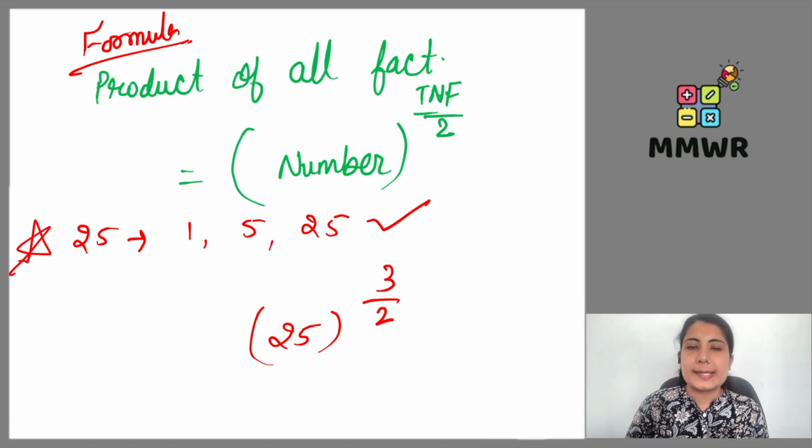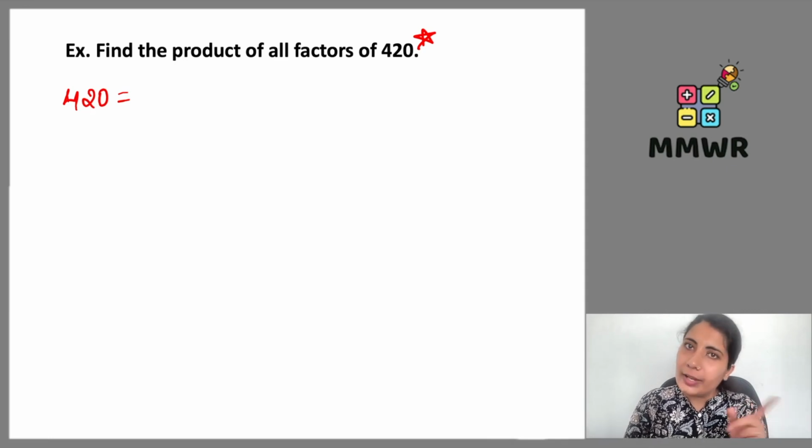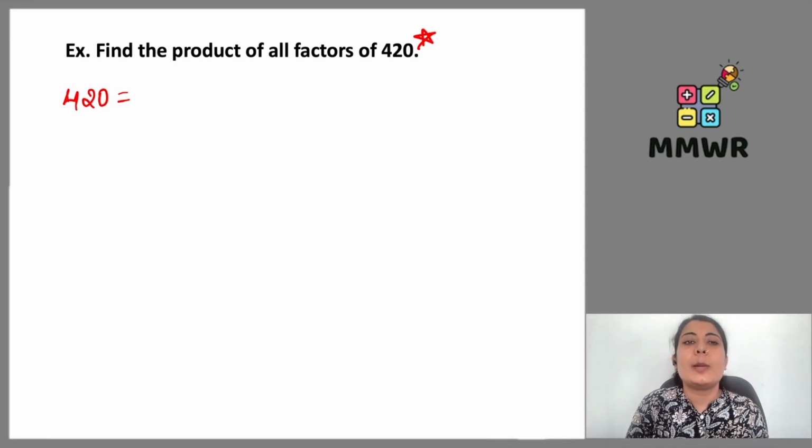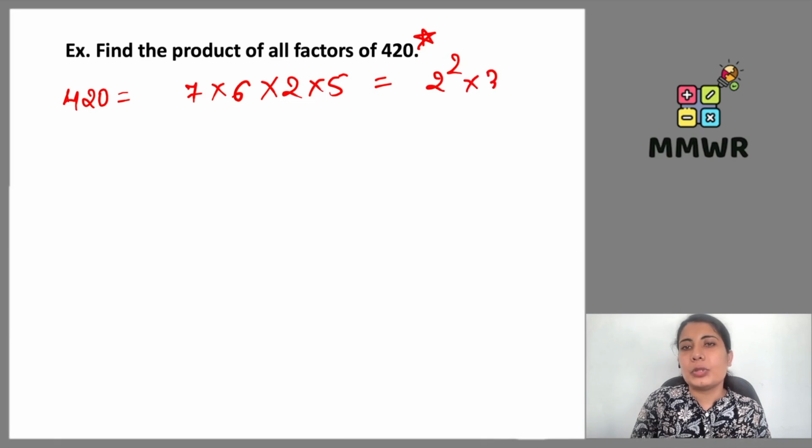Now for cases when I have a perfect square, what will I be doing? For the perfect square case, we will be looking at it further. For now I am just taking the example of a non-perfect square. So 420 is a non-perfect square number. So what will I be doing? I'll be writing all the factors by the basic method, but I have to take the help of the shortcut one. 7 6s are 42, 2 5s are 10. So this gives me 2 squared, 3 to the power 1, 5 to the power 1, 7 to the power 1. Total number of factors, how many do I have? 3 multiply 2 multiply 2 multiply 2.